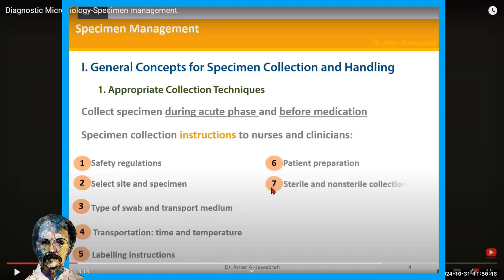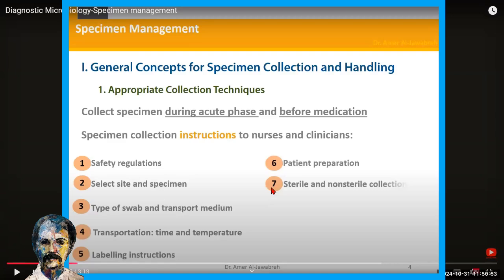Patient preparation. You have to prepare patients. Maybe it's a sputum culture. Tell the patient, for instance, you have to come early morning. Don't brush your teeth. Don't eat, maybe. And then he or she comes, and you ask him or her to follow the instructions. These instructions and preparations are very important. Like glucose, fasting blood sugar, FBS. The patient should come to you after a 12-hour fast.